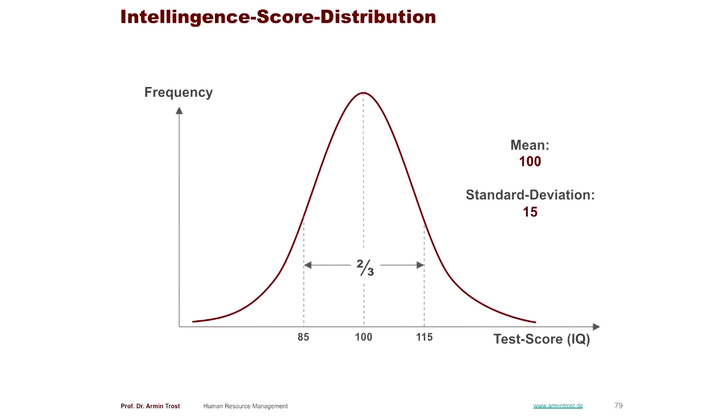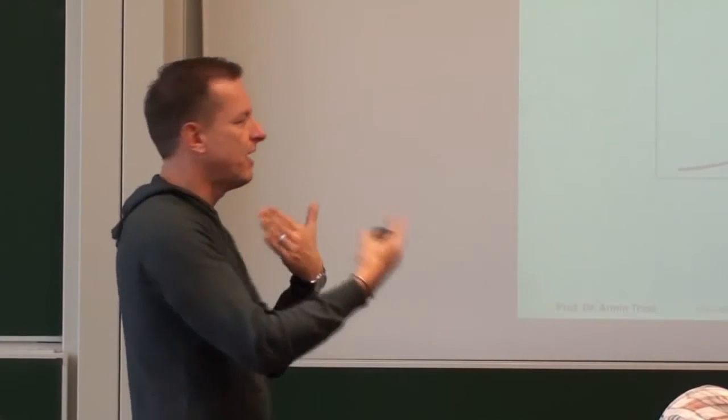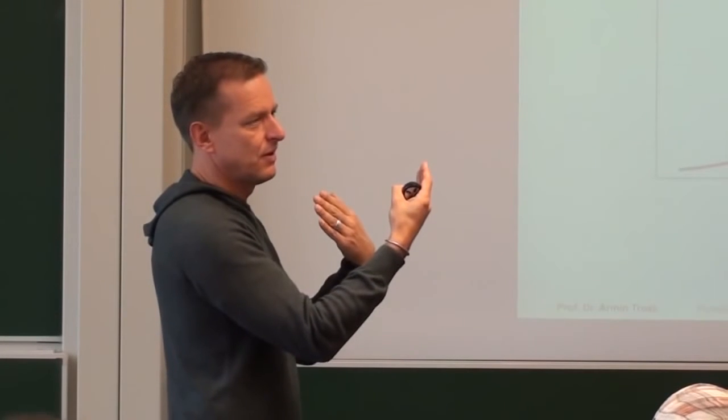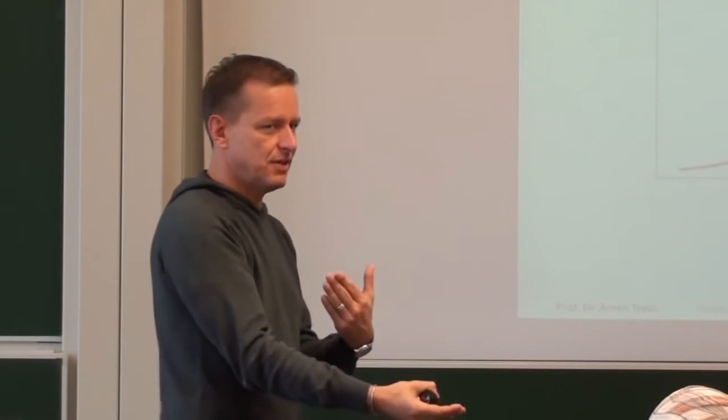If you look at the range from the mean, 100 minus 15, 85, to plus 15, the mean plus one standard deviation, you have a range from 85 to 115. And within this range, you find two-thirds of the population. That's the meaning of standard deviation.